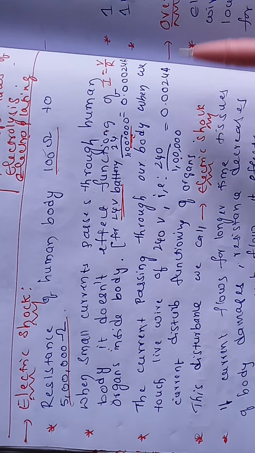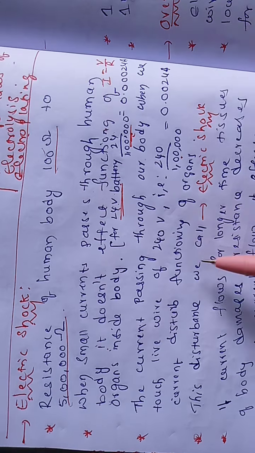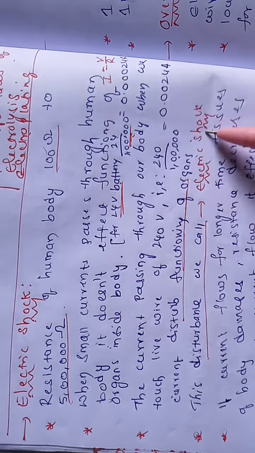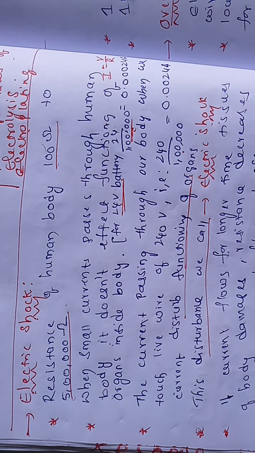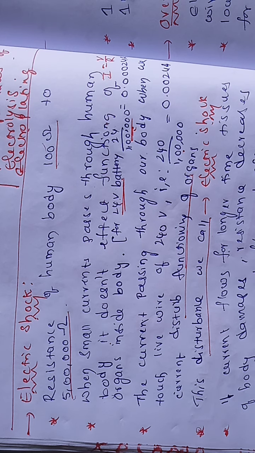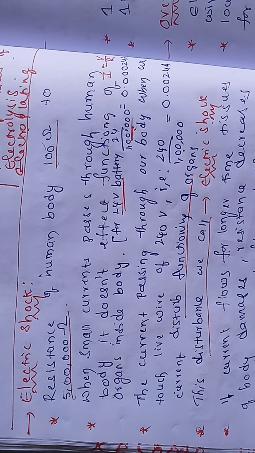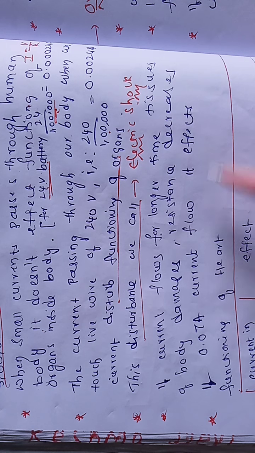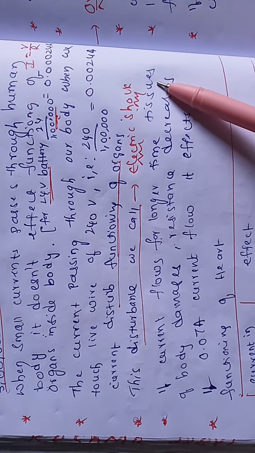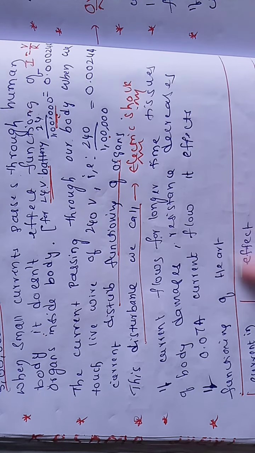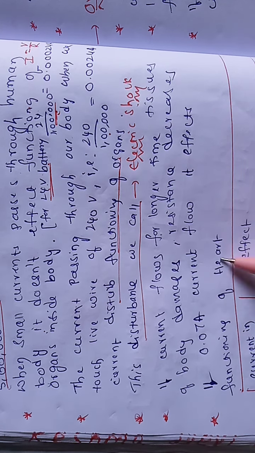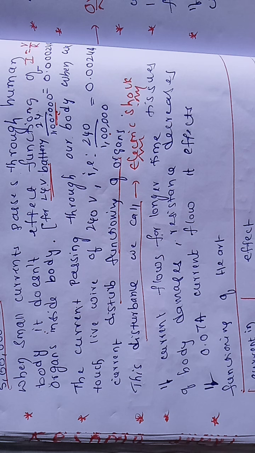Means the current passing through our body has increased. So this disturbs the functioning of organs. This disturbance in the functioning of our organs by the passage of current into the human body, we call it electric shock. If current flows for a longer time, it damages the tissues of the body and resistance decreases. If current is nearly 0.07 amp, that current will affect the functioning of the heart. Either the person becomes fatal, which causes death.